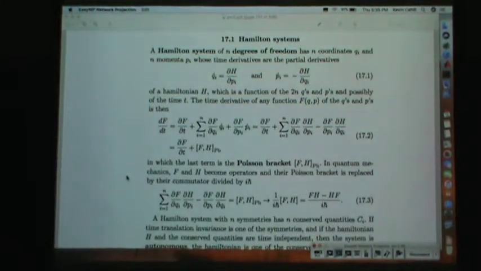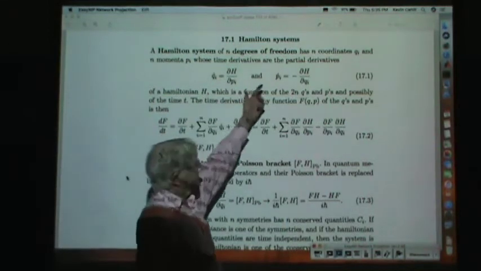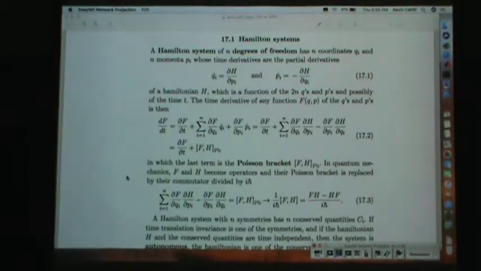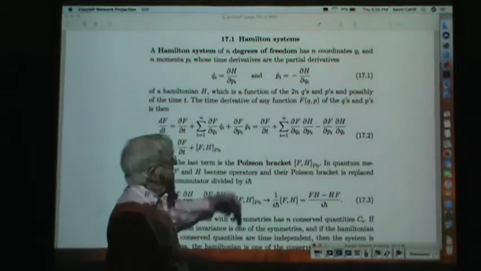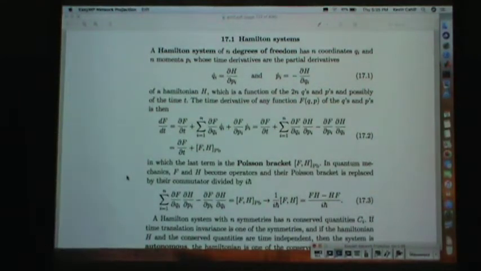A Hamilton system of n degrees of freedom means you have n coordinates, you have n momenta, and the time derivatives of the coordinates and momenta are given by partial derivatives of the Hamiltonian. This is something that you learn in a course on mechanics. The Hamiltonian's a function of these q's and p's, and sometimes of the time, although we like to avoid cases where the time is involved.